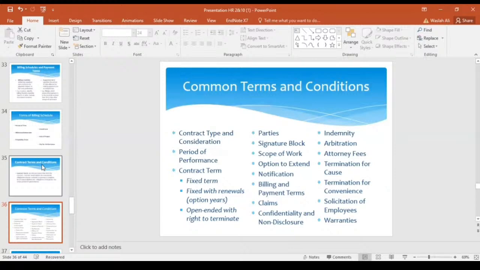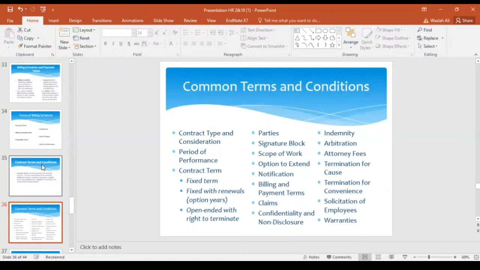Then we have termination for convenience. In this term, there is listed the ability to terminate a contract without any breach. Some points are listed in this term about which party has the ability to terminate a contract without any breach. Then we have solicitation of employees.